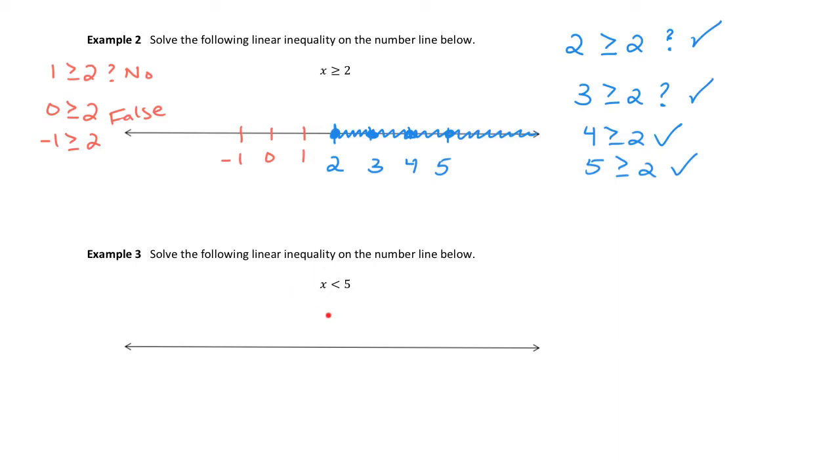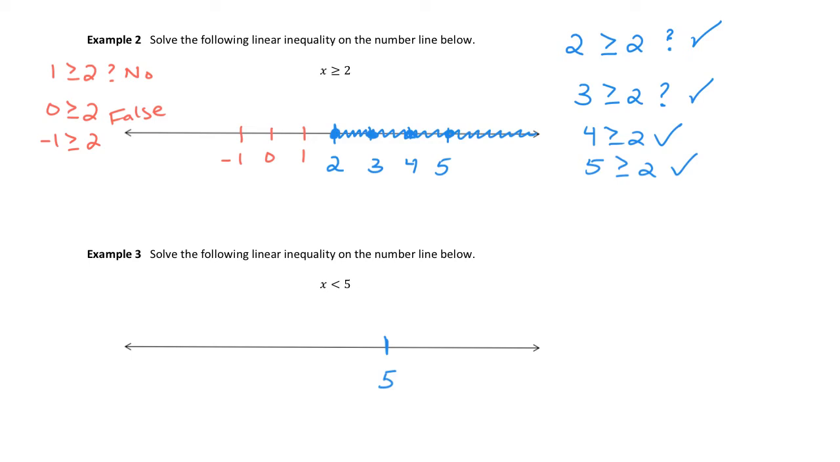Let's compare that to example 3. So in example 3, same idea. I want to shade all the numbers on this line that make this a true statement, and I'm going to start by putting 5 on my number line. Doesn't really matter where that goes. Maybe I'll place that over here. This is 5. In this instance, can you use the number 5 in this inequality?